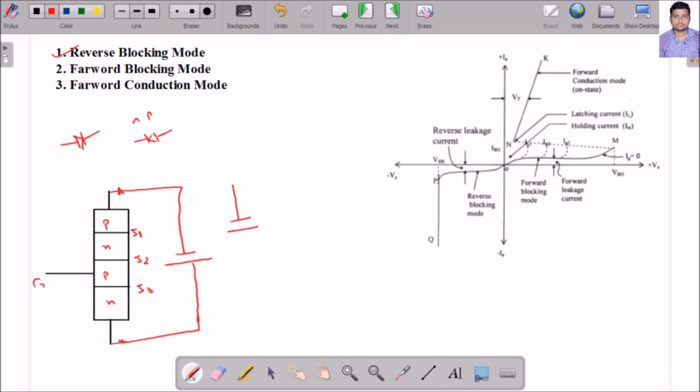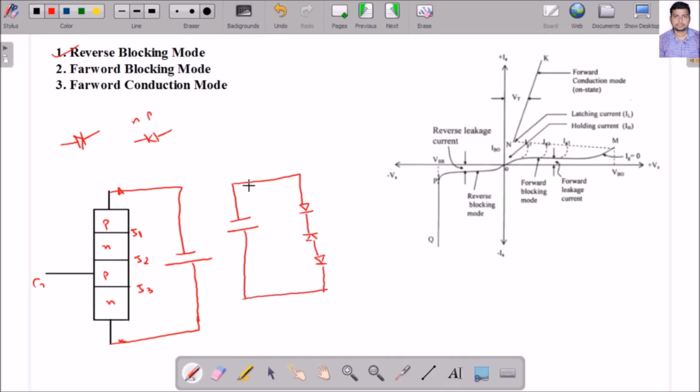Here the anode is negative, the cathode is positive. And here I am connecting three diodes. First is P, so this diode will be like this. Similarly NP, so this diode will be opposite, and here again PN, so it is again like this.